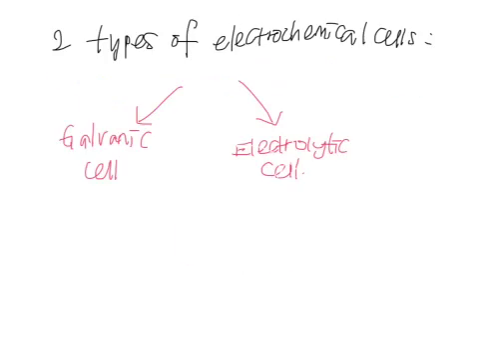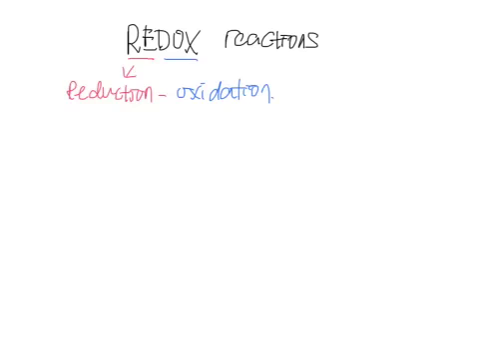So there are two main types of electrochemical cell that you'll be learning in this syllabus. The first type is called the galvanic cell. Another one is called an electrolytic cell. You must be also aware that in both types of cells, there will be one type of reaction taking place, and the reaction is called the redox reaction. The redox reaction stands for reduction and oxidation.